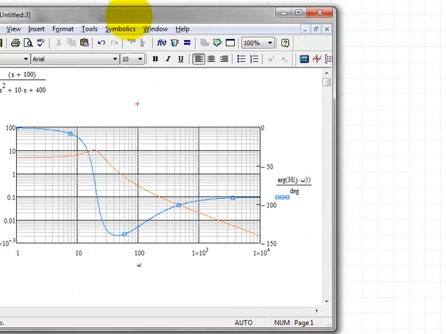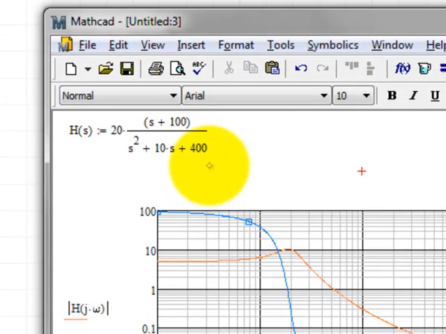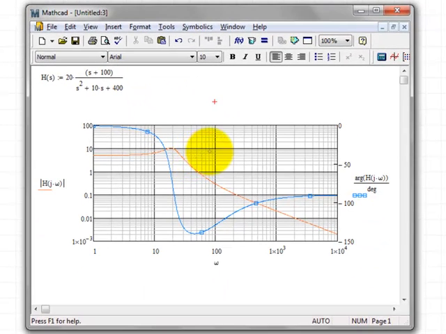I have such a computer program here that I already have up. We have a transfer function H(s) that is equal to 20 times (s plus 100) divided by (s squared plus 10s plus 400). And below here is plotted the magnitude of that transfer function in red and the phase in blue. The red magnitude is scaled on the left side here.